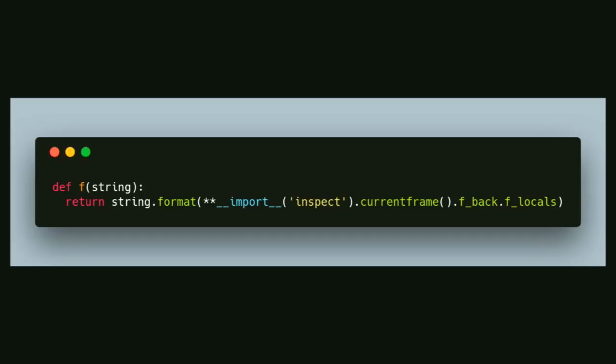So how this works is, the double underscore import double underscore inspect is basically importing inspect and then returning it. Current frame gets you the current calling frame. Dot f back gives you the parent frame, and dot f locals gives you a dictionary of key to variable value in that frame. So basically, you're going to the parent calling frame, getting the locals, and passing them all into format. You're welcome.